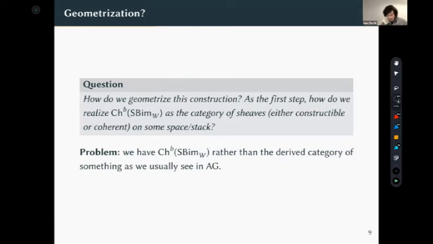As I mentioned earlier, one of the reasons why it is hard to geometrize is that we have this weird category of chain complexes and not the derived category of something. So this is one problem. And second, we have some strange grading that we also need to incorporate in our study.